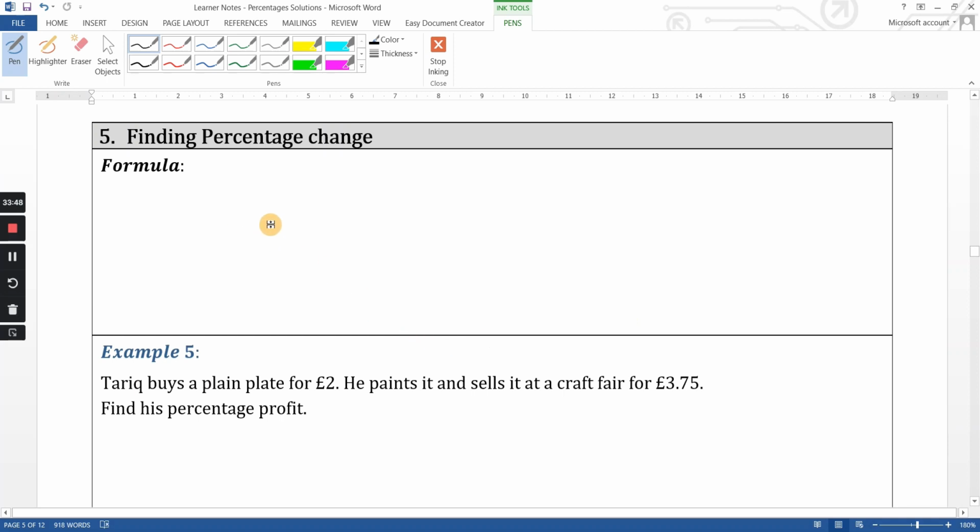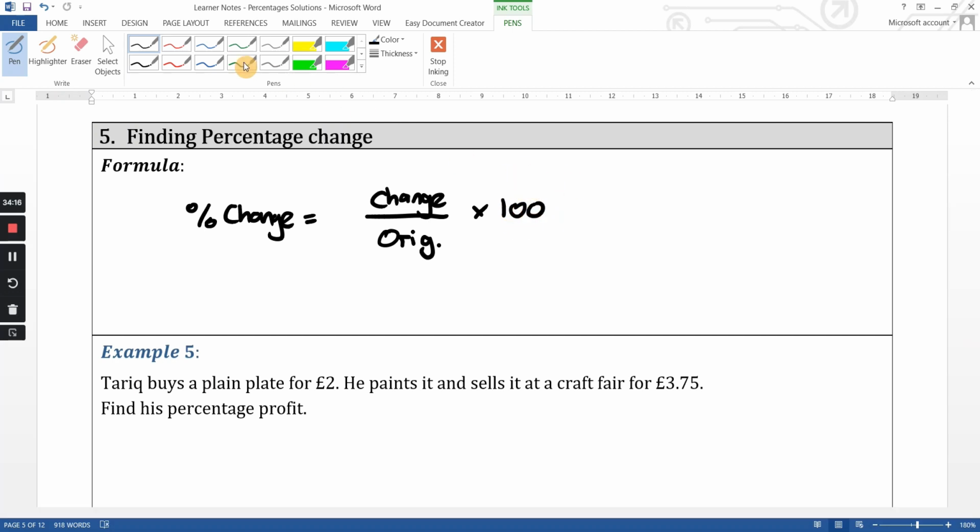So you need to know this formula, and they're not going to tell you this formula in the exam. The formula for percentage change is, you need to work out the change first, or the difference, over the original value, and that's your fraction. If you want it as a percentage, you have to times by 100. Yep, so this formula is very important.